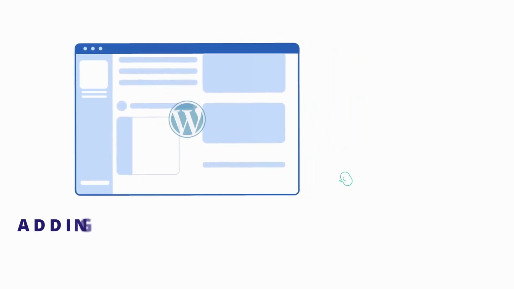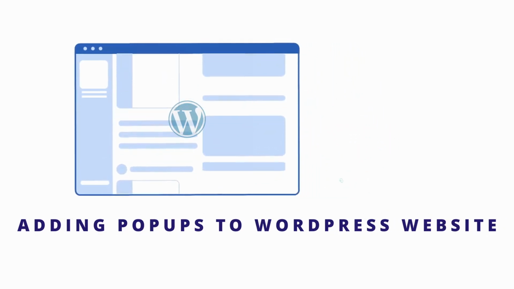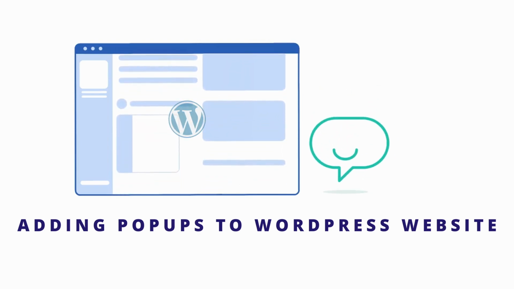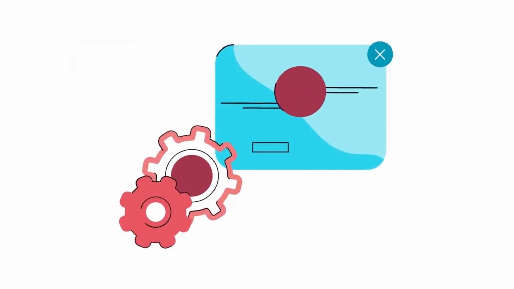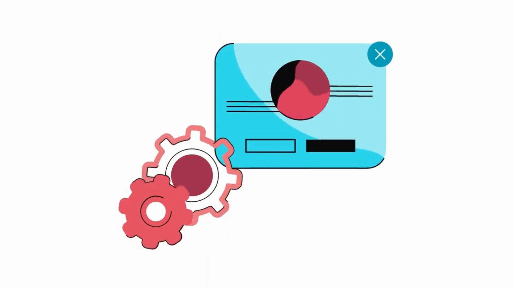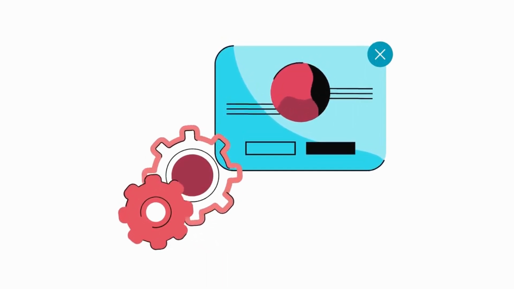And today we're going to see how we can add pop-ups to our WordPress website. Let's get started. A pop-up is a kind of informational or promotional offer that displays on top of your content. It is designed to capture users' attention quickly.